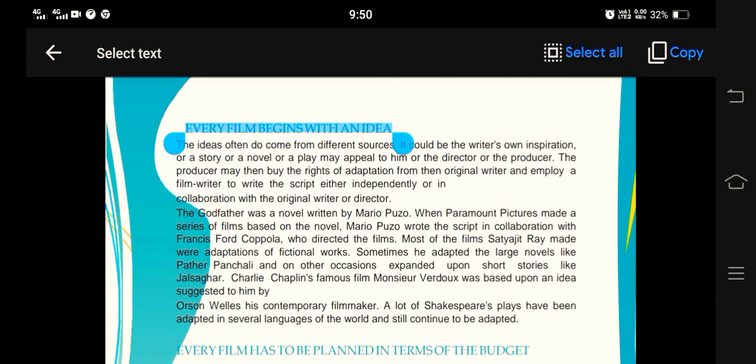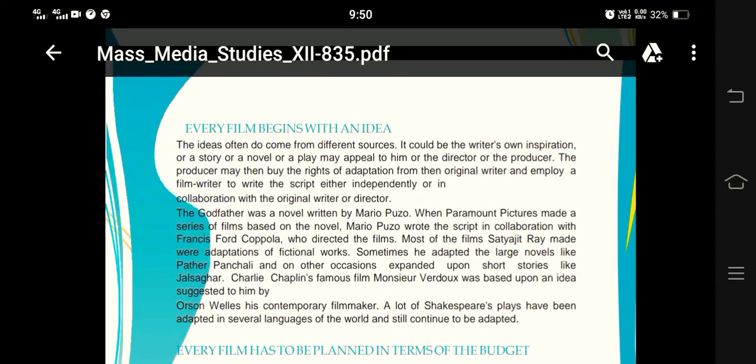Every film begins with an idea. The idea can come from different sources, for sure. It can be the writer's own inspiration, or it can be inspired from a story, novel, or a play that may appeal to the writer, or director, or to the producer. So basically, the producer may buy.